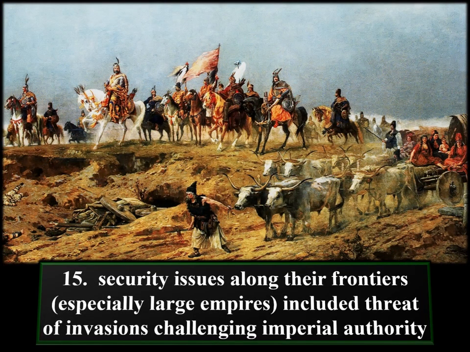Security issues also along their frontiers, especially larger empires like the Roman Empire, would also include the threat of invasions challenging imperial authority. When we get to the Roman Empire, we'll talk about how in the later Roman Empire, the fact that their empire was so large made it more and more difficult to protect the frontiers of their empires. And eventually, outsiders started to encroach upon the empire, putting pressure on it, and it started to shrink.